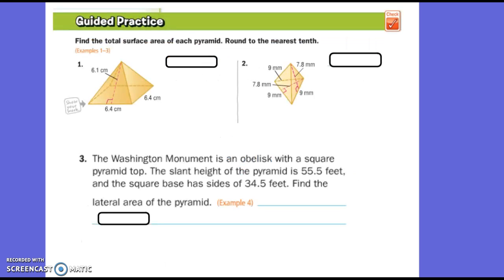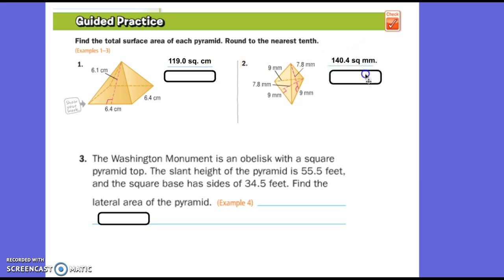For the guided practice, you need to pause this video and do these 3. When you get back, we'll tell you the answers, but we're not going to show you the work. Again, I would check with a friend if you're confused. Write down the problem if you have a question so we can clarify it when we get back. For number 1, you're going to get 119.0 centimeters squared. Number 2, you're going to get 140.4 square millimeters. And number 3, you're going to get 3,829.5 square feet.